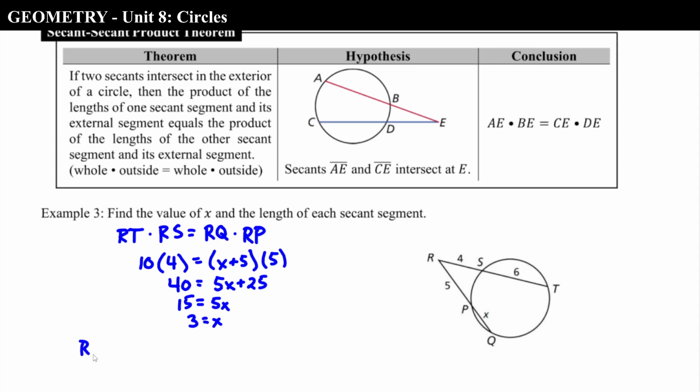So RT is going to be equal to 4 plus 6, which we already determined is 10. RQ is equal to 5 plus 3, which is 8.